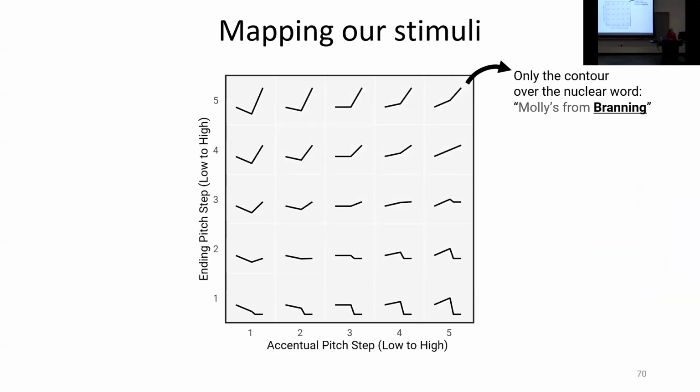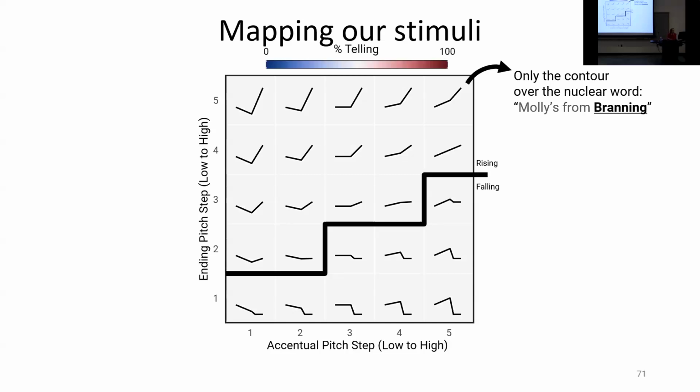And participants heard 5 repetitions of each contour with a different utterance for each repetition for a total of 125 trials. Finally, I'm going to divide these into rising and falling groups based on whether the ending pitch target is higher or lower than the accentual pitch target. If it's higher, it's rising. If it's not higher, it's falling. And then that point is about halfway into the nuclear word. And I'll fill in each cell of the heat map with color, where blue indicates less percent telling response and red is more percent telling. So blue means it was interpreted like asking, and red means it was interpreted like telling.